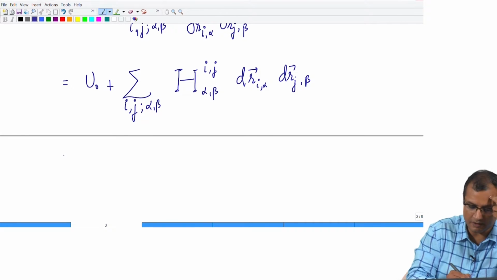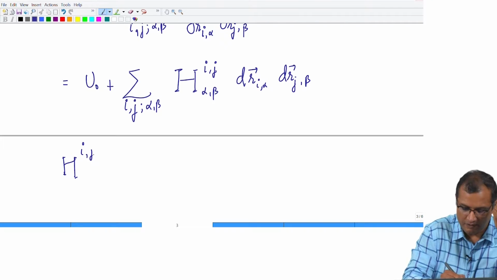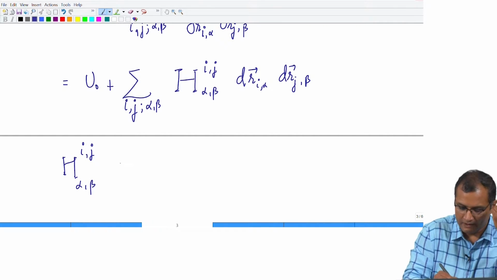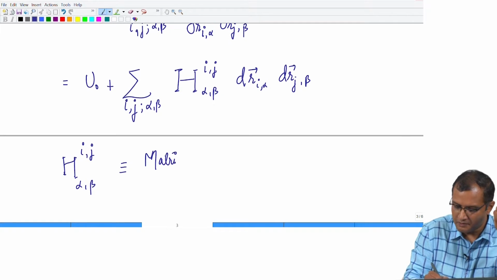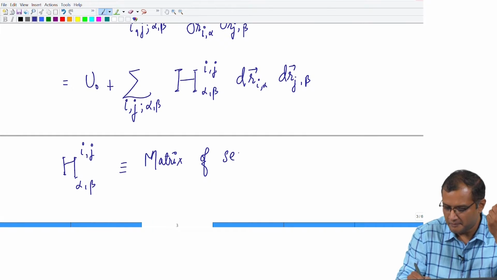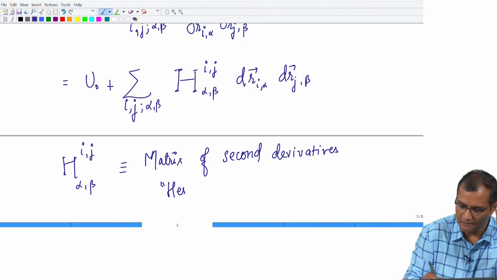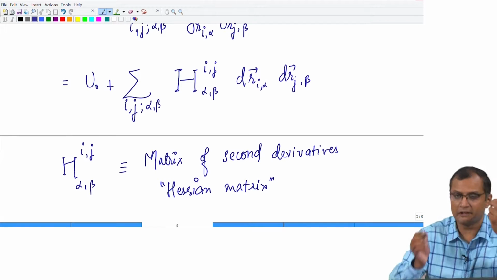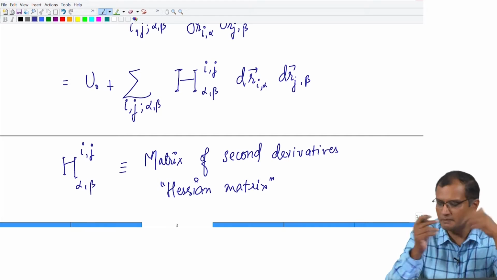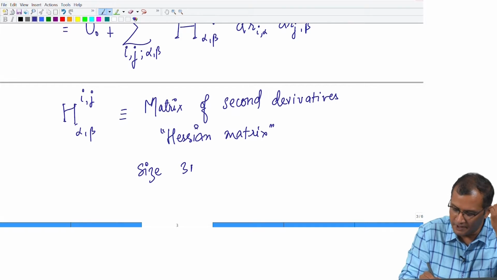So, here the matrix of second derivatives is basically a, it is also called a Hessian matrix. And if you take n particles in 3 dimensions, then this matrix has a size of 3n by 3n.